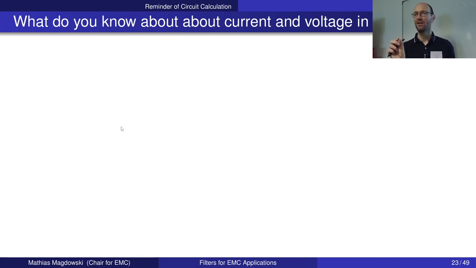So this somehow takes into account current and voltage at resistors. But at first we look at circuits, how to calculate, what relation there is between voltages and what relation there is between currents in circuits. What laws do you use to do circuit calculation? There are two of them. One relates voltages to each other, and the other one relates currents to each other.